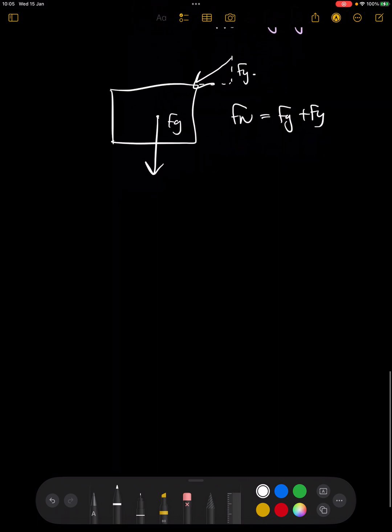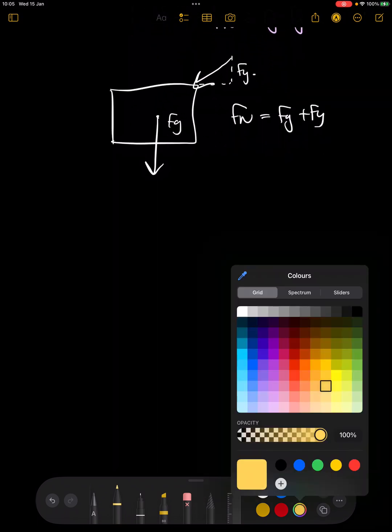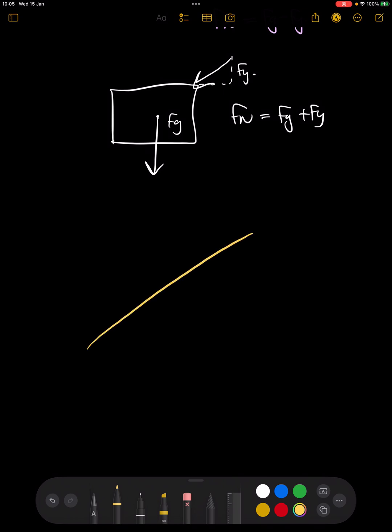Then the other thing we need to keep in mind is inclined boxes. When you have your box on an incline like this, they'll tell you, for example, that this is 30 degrees, it could be anything. To get your normal force over here, remember I told you my Fg is always straight down. That's always my Fg.